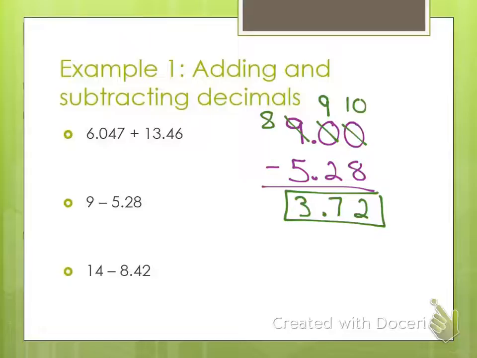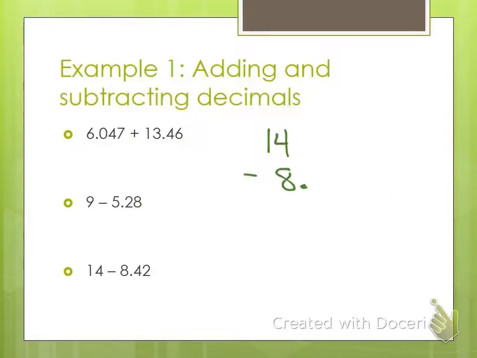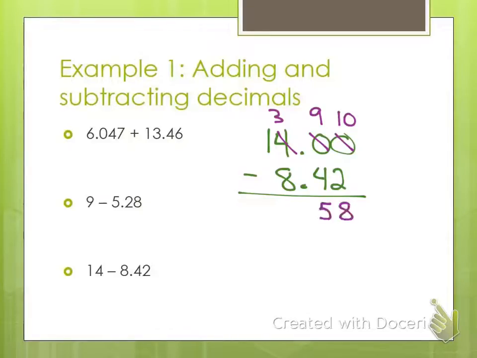All right, so I want you to do the third one now. What is 14 minus 8 and 42 hundredths? Make sure you're lining up your decimals and including your zeros as placeholders. Okay, so 14 minus 8 and 42 hundredths. What did I forget? I have my decimal and my zeros. Now I know that I need to borrow, make the 4 a 3, make that first 0 a 9 because I have to borrow again to make it a 10. I subtract across, but now what problem do I have? I've got 3 minus 8, can't do that, so what do I need to do? Borrow from the 1, make it a 0, make it a 13, and it's 5 and 58 hundredths.